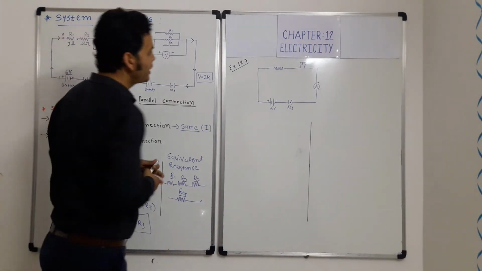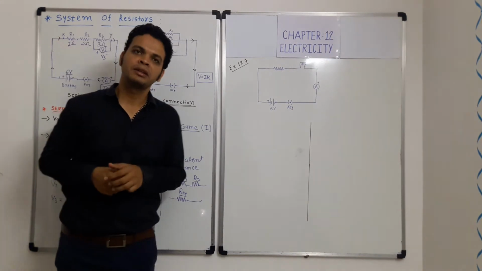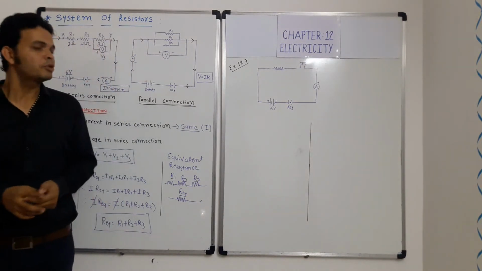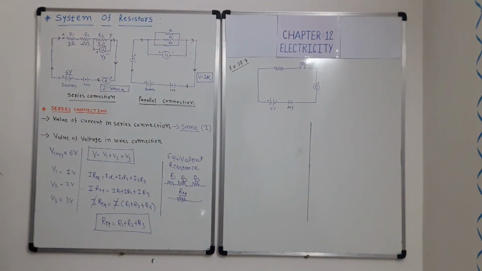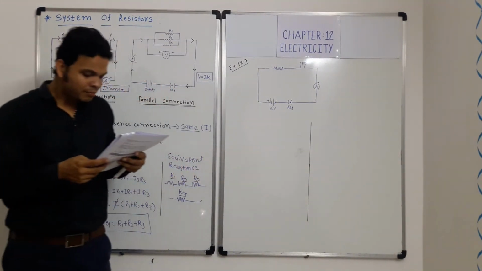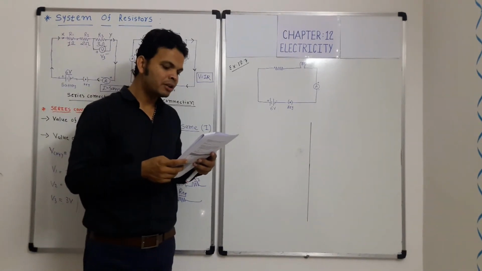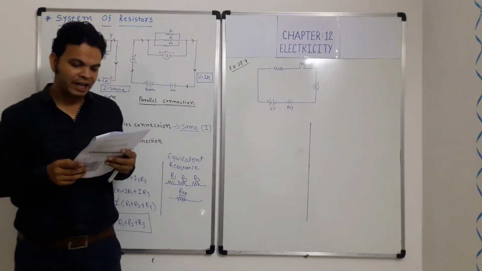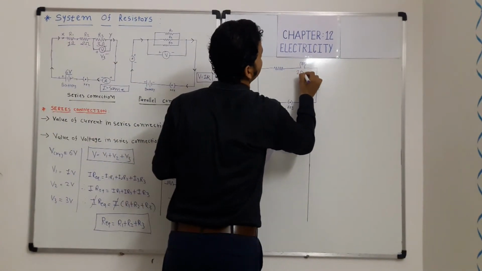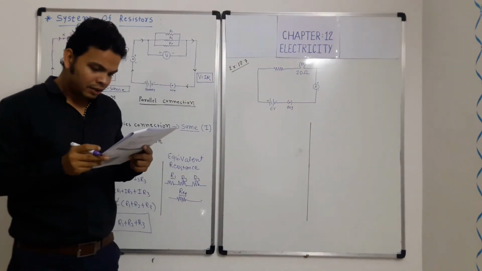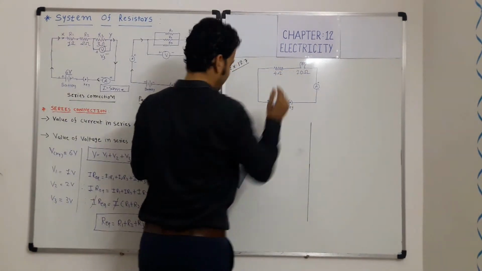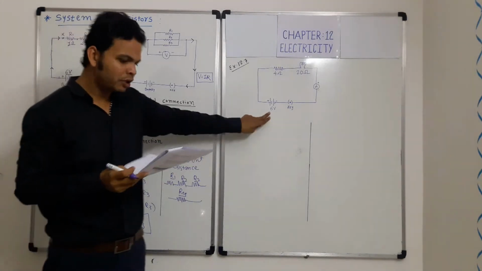Now let us try to calculate one example through which the concept of series resistance will become clearer to you. So let me take your textbook. On page number 212 there is example 12.7. It says there is an electric lamp whose resistance is 20 ohm, so this is the lamp and its resistance is 20 ohm, and a conductor whose resistance is 4 ohm. This is 4 ohm. And a 6 volt battery is also there.